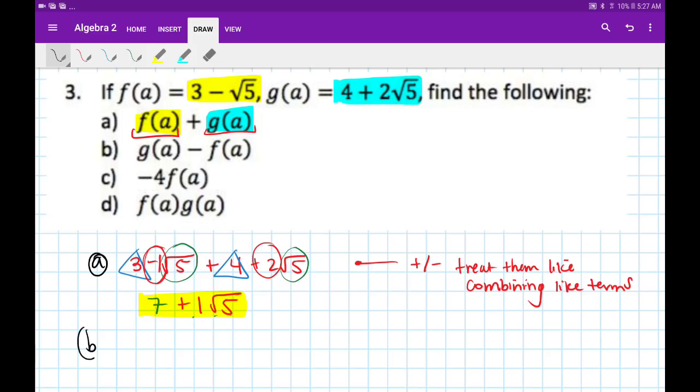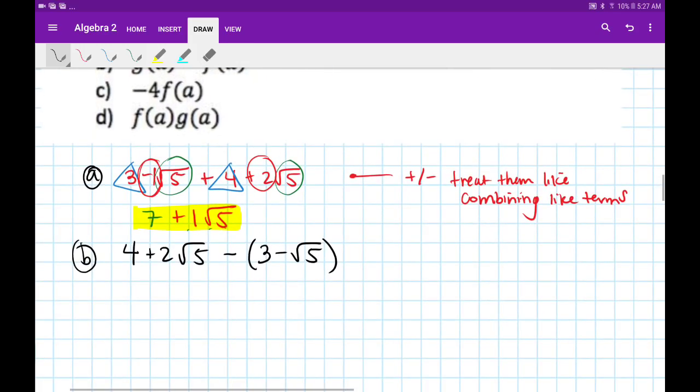Okay, let's do b. Now I want to take g of a, which is 4 plus 2 root 5, and then subtract from that f of a, which is this binomial expression. So I need to use parentheses to make sure I'm subtracting both pieces. All right, a negative outside means we need to distribute it in. So I have 4 plus 2 root 5 minus 3 plus negative times negative makes it positive, root 5.